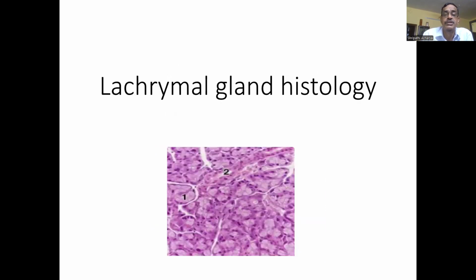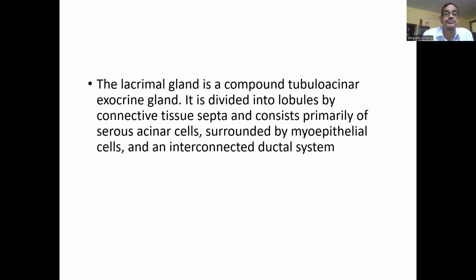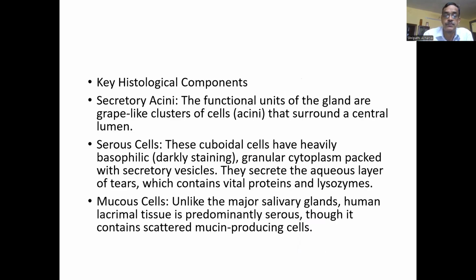Lacrimal gland histology. The lacrimal gland is a compound tubuloacinar exocrine gland. It is divided into lobules by connective tissue septa and consists primarily of serous acinar cells surrounded by myoepithelial cells and an interconnected ductal system.